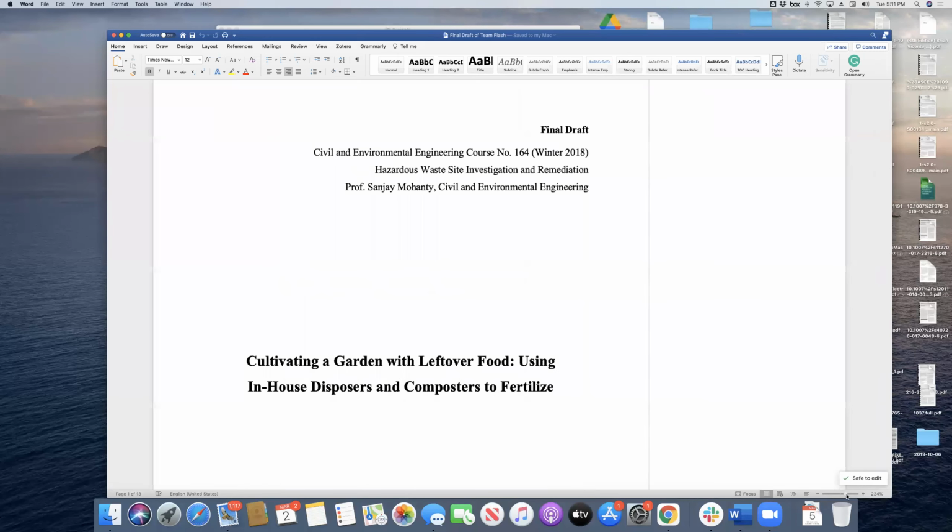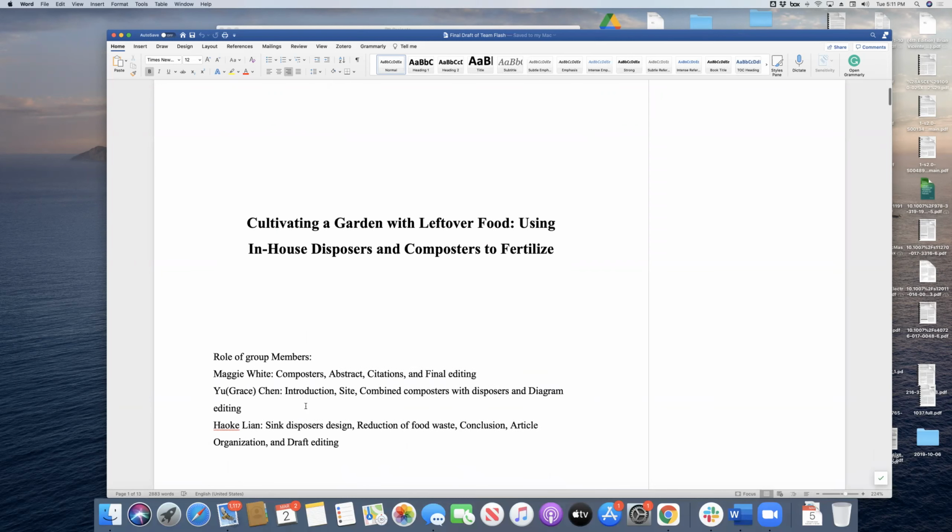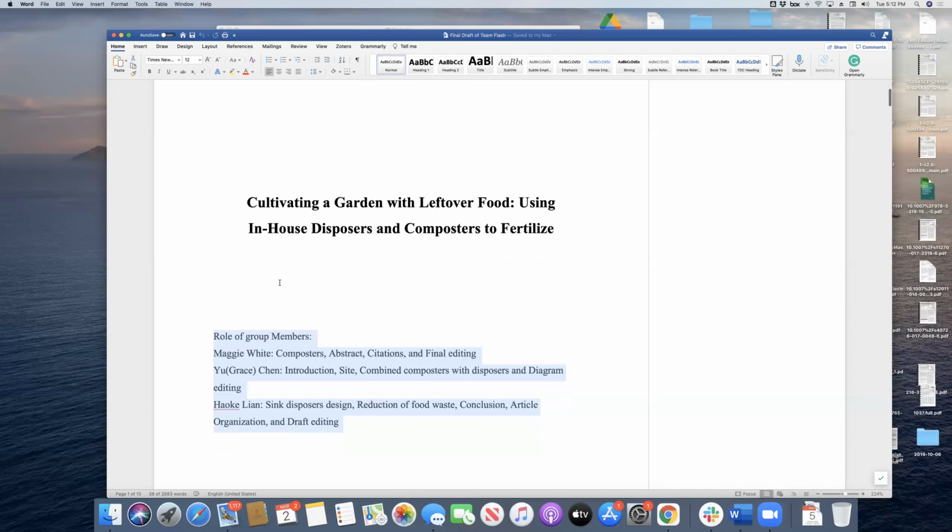When you send me a draft, you can have comments on it, but make sure you have a title page which has the title and the members' names, all the students' names. Here they list what different members did, so it's clear that everybody worked. You should put somewhere, at least in an appendix, the roles of different team members.